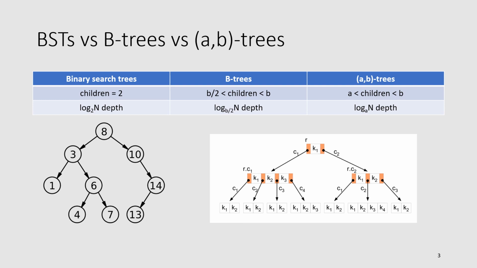Also, since each node has at least b over 2 children, the depth of the tree is at most log base b over 2 of n, which can be better than the log base 2 of n from binary trees and lead to faster searches.